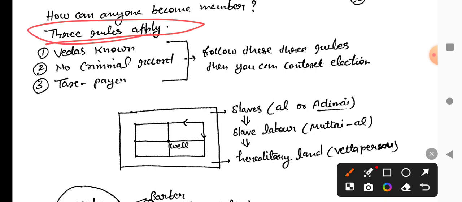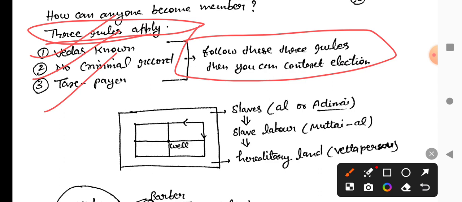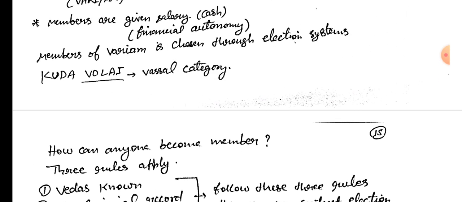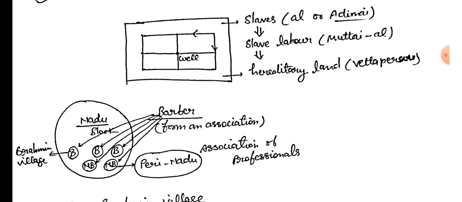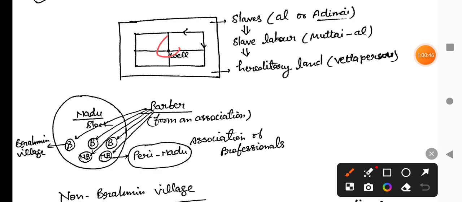When you need to clear these three rules, if you want to conduct an election, that means you will have to know the Vedas. You will have no criminal record in your past. And taxpayers also, you need to pay tax to the state. Then you will be able to contest elections to become a member of the Varium. And this is the well at the center.